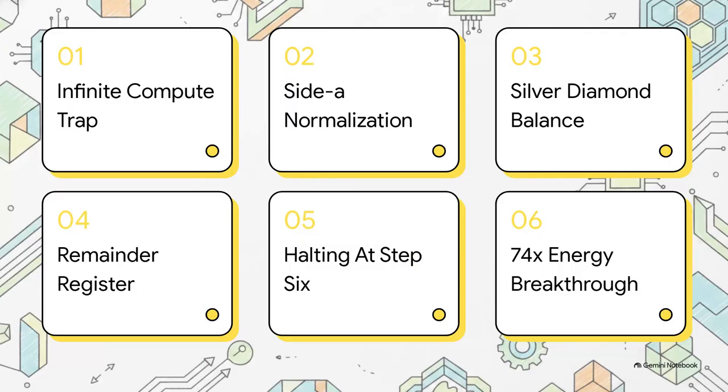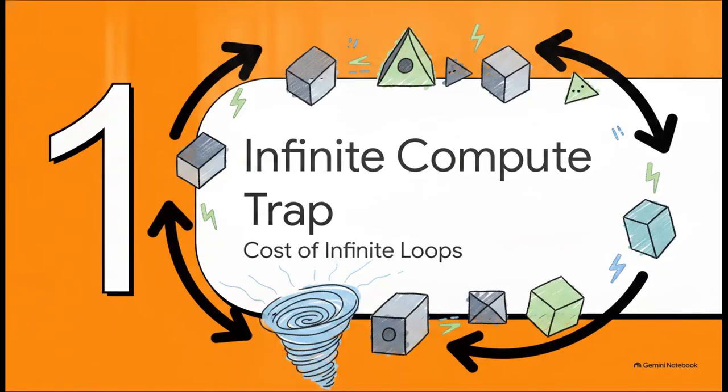Here's the roadmap for this breakdown. We're going to cover the infinite computation trap, enter side A normalization, explore the silver diamond balance, look at the global remainder register, see how halting at step 6 works, and finally, look at a massive 74x energy breakthrough. Let's get into it. Section 1, the infinite computation trap.